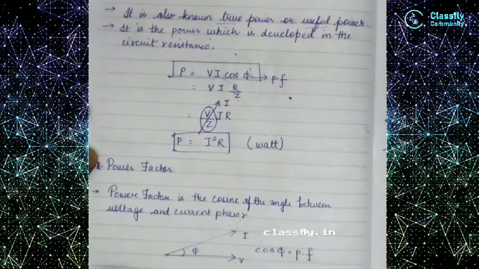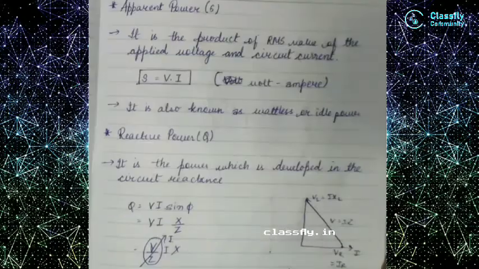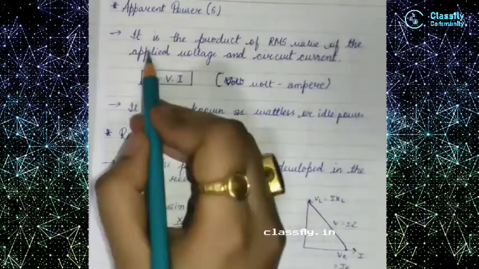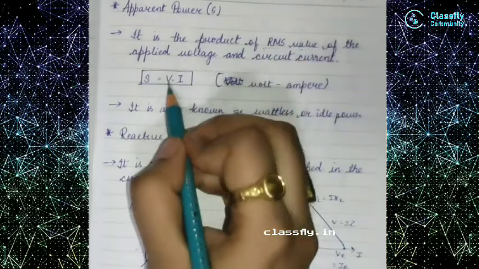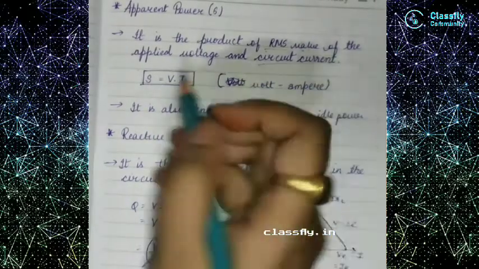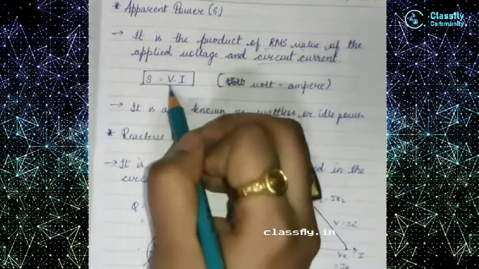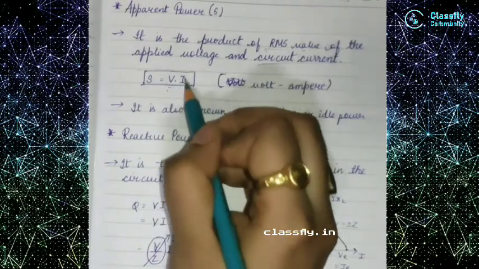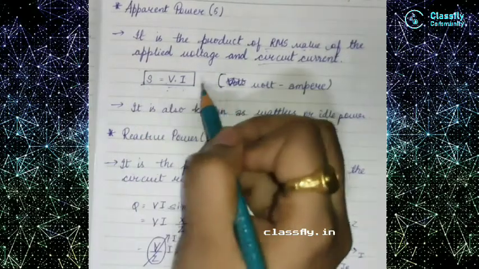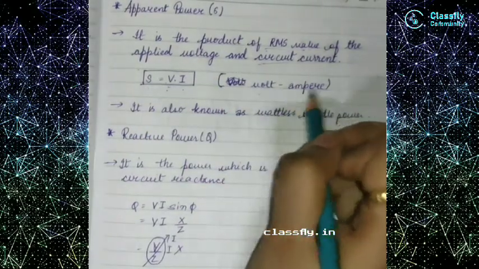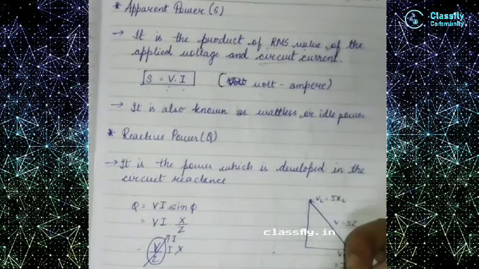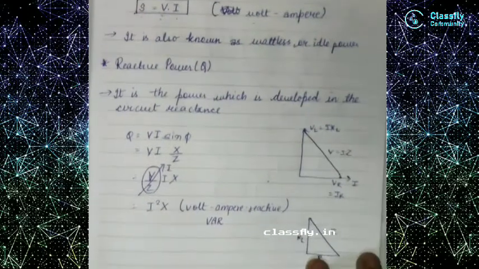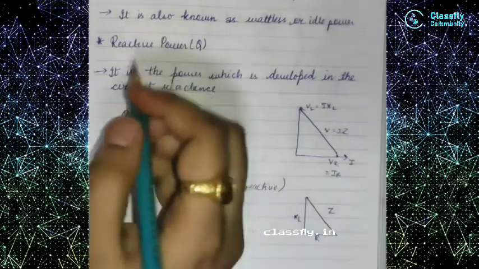Now let's move on to our apparent power. So see, apparent power is the product of the RMS values, and we have assumed the RMS value as V. So S is equal to V, the applied voltage, and I is the circuit current. So S is equal to VI, and its unit is volt ampere, and it is also known as wattless or idle power.